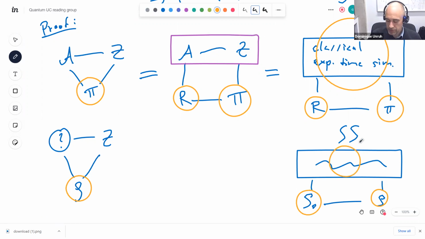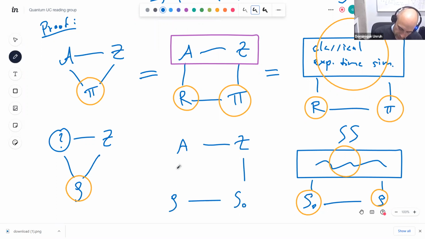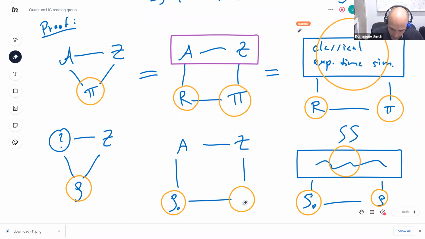So this is how we made use of the classical protocol, by just showing that we can, without loss of generality, treat a lot of things as classical. Now we can take this. I mean, this was just a simulator for this, so we can unwrap this, and this is equivalent to A talking to Z, talking to S0, talking to rho, with now only these things being classical. That should have been S0, and that should have been a rho.